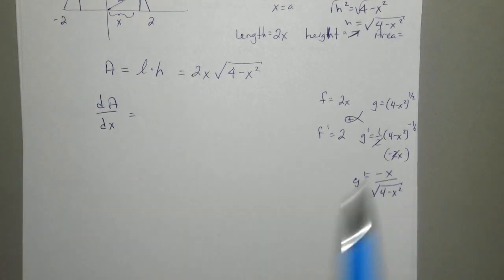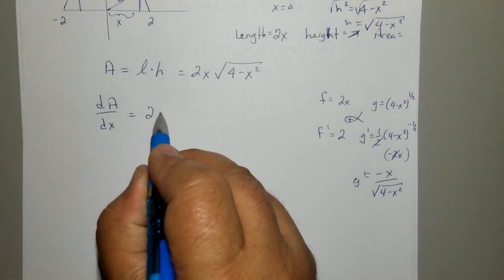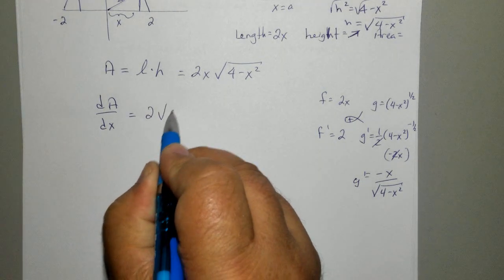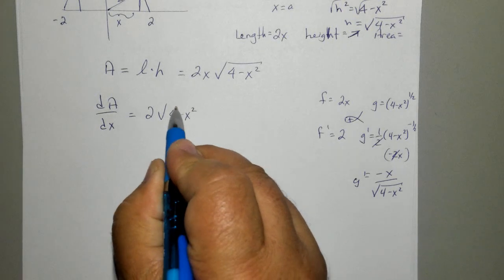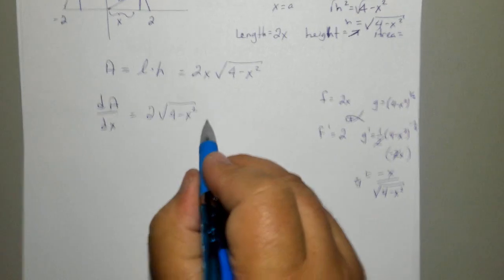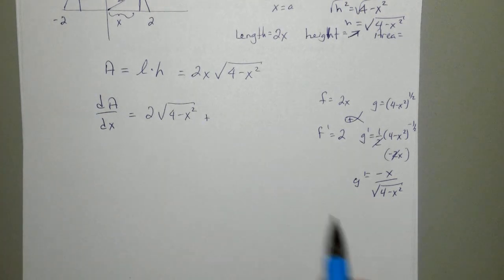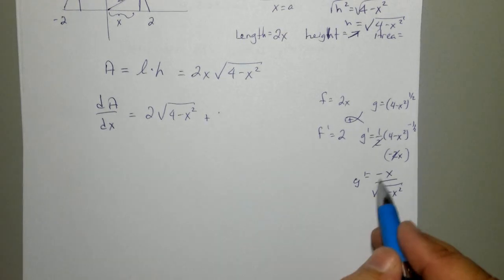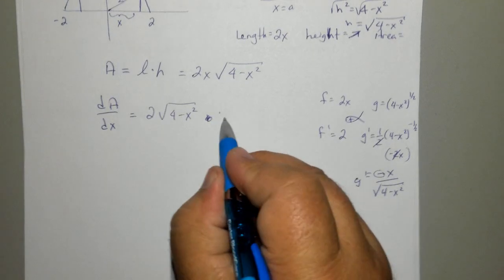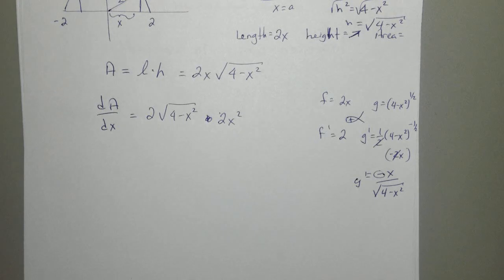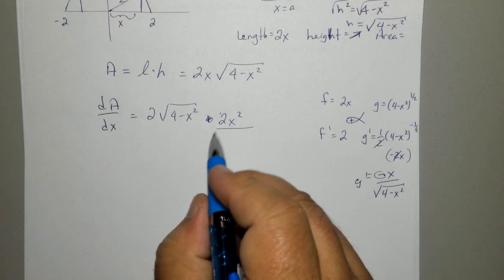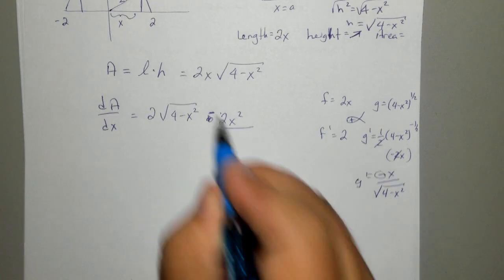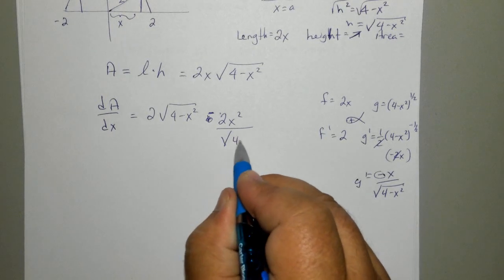Since it's a product, we add. Two times 4 minus x squared, plus, actually it's a minus because of that, 2x squared over radical 4 minus x squared.